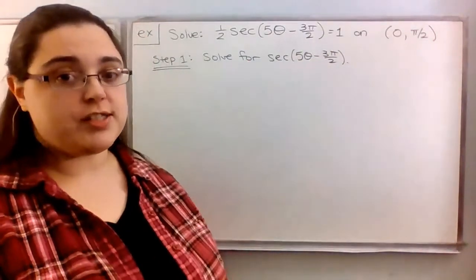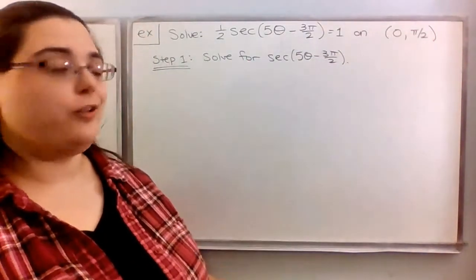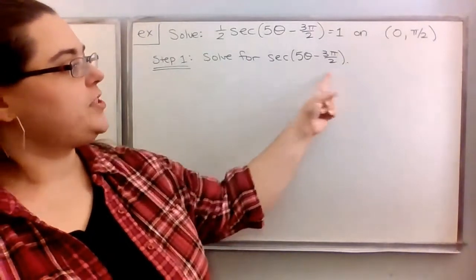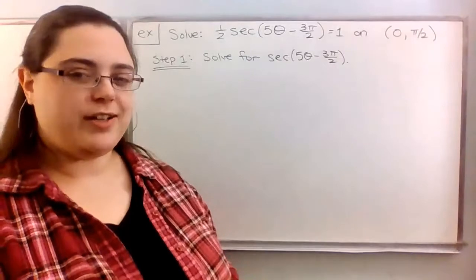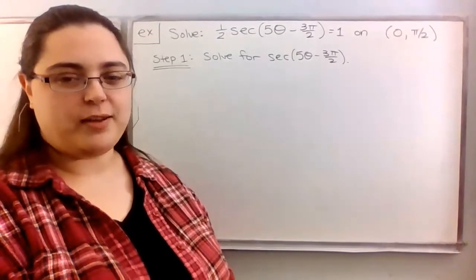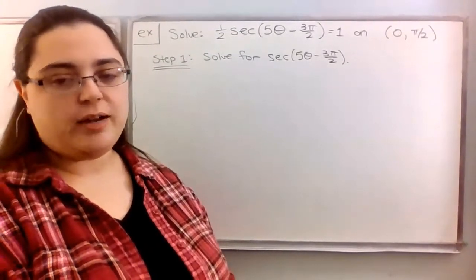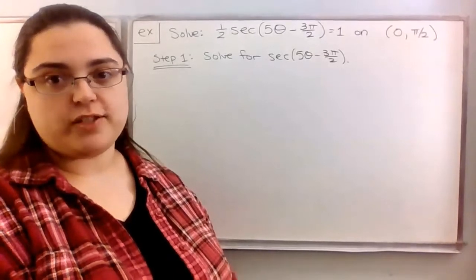So for your first step, you're going to pause the video and see if you can solve for secant of 5 theta minus 3 pi halves. So pause the video and see if you can work through that. And then when you think you've got that part done, unpause and check your answer and then move to the next step.